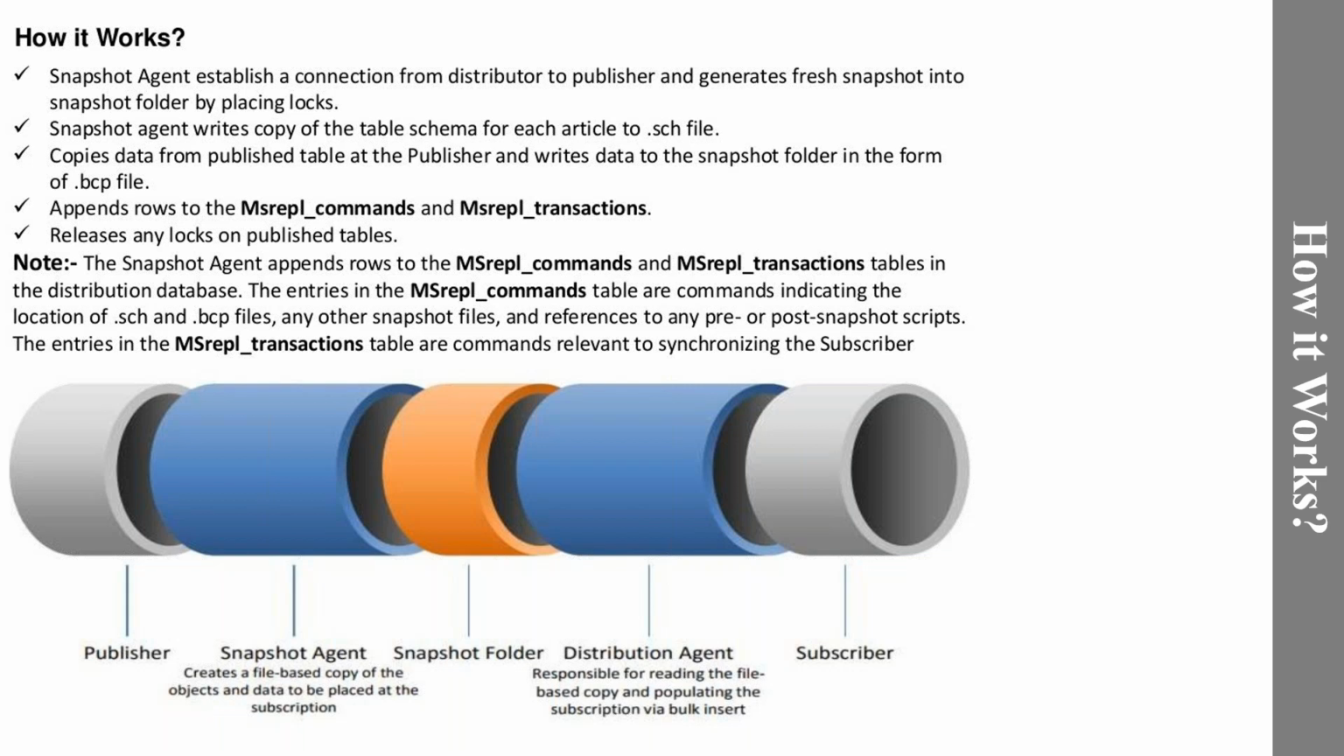So whenever you run the snapshot agent, it will go to the publisher. It will take the entire snapshot. It will keep it in the REPL data folder, and it will update MSrepl_commands and MSrepl_transactions, and release the lock. And whenever the distributor agent runs, it will connect to the REPL data folder and place everything into the subscriber instance: create the tables, move the data, create the constraints, indexes, triggers, everything, sir. It will take care.